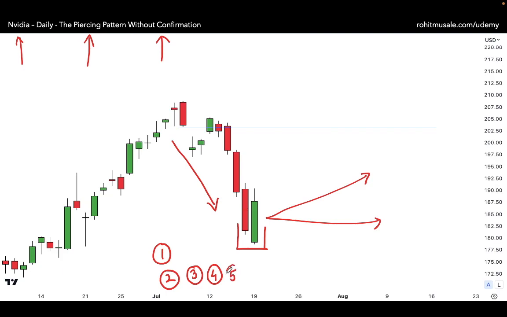And number 5, the low of the piercing pattern becomes support. And on this pattern, you are allowed to initiate a trade, which means that it's a very, very powerful candle pattern. It's a very powerful bullish candle pattern. So that's the piercing pattern for you. This satisfies the conditions for a piercing pattern.